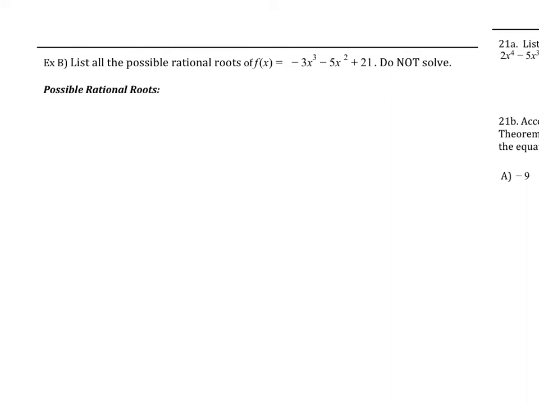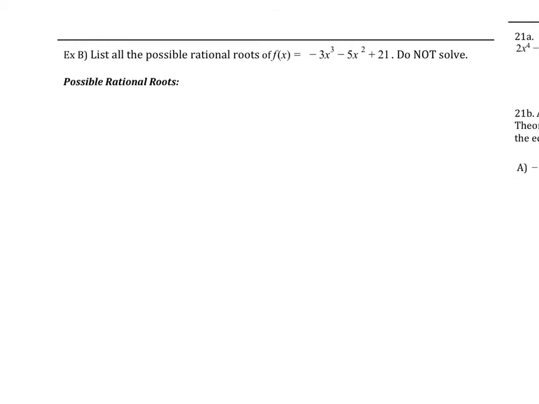So here is example B, and we want to list all the possible rational roots of this polynomial function, negative 3x cubed minus 5x squared plus 21. And we're not trying to solve, we're just practicing using the rational root theorem. So try this out, see if you remember how to do this problem. It's going to be the P over Q, or I call it back over front. Back is the constant, the front is the leading coefficient. So pause the video and try this out.